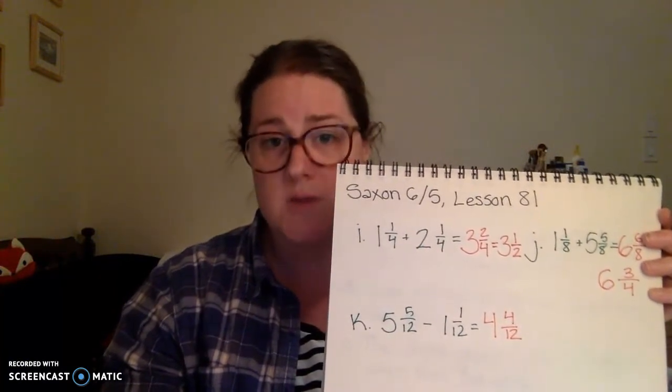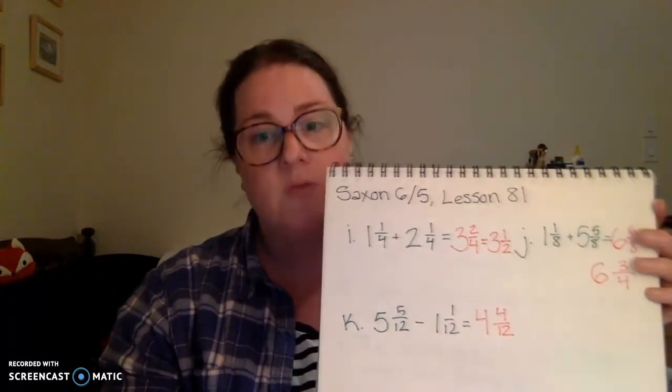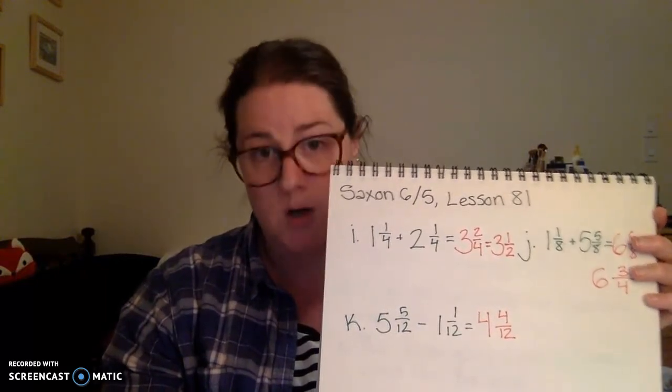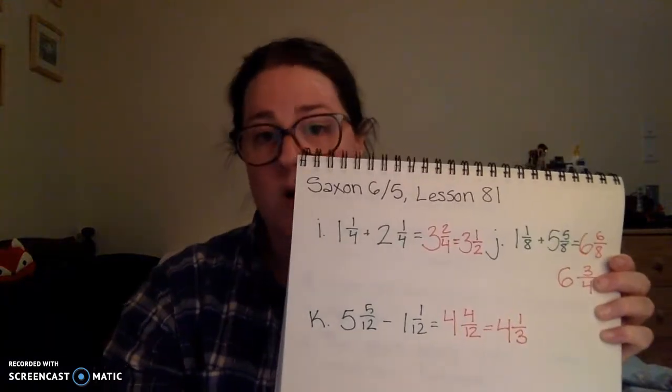I want to reduce my fraction if possible. 4 and 12 are both divisible by 4. So 4 divided by 4 is going to be 1. 12 divided by 4 is going to be 3. And I get 4 and 1/3.